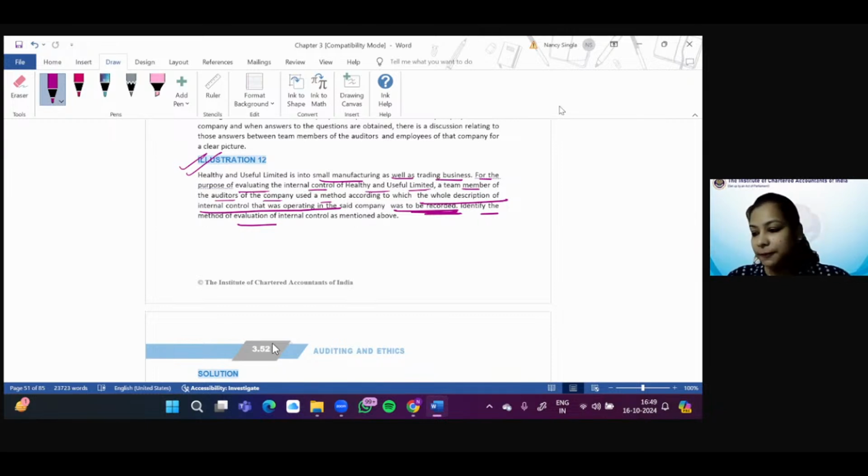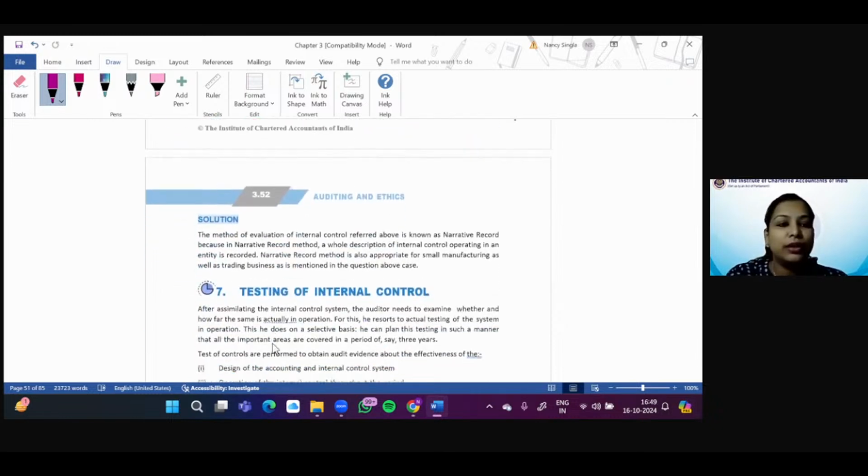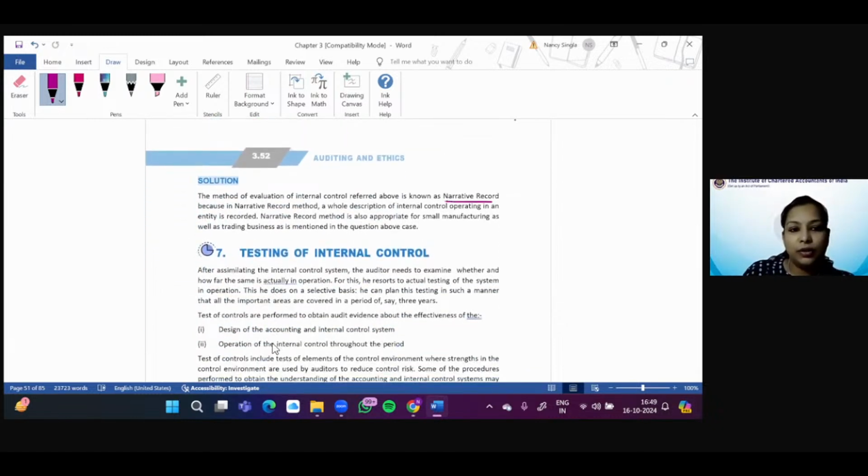So, it is mentioned that a whole description of internal control that was operating was to be recorded. So, Swati, you are correct. It is what? Narrative record. Simple. So, I hope the methods are really very, very important. A straight question, a 3-mark question, can come on any of the methods, right?